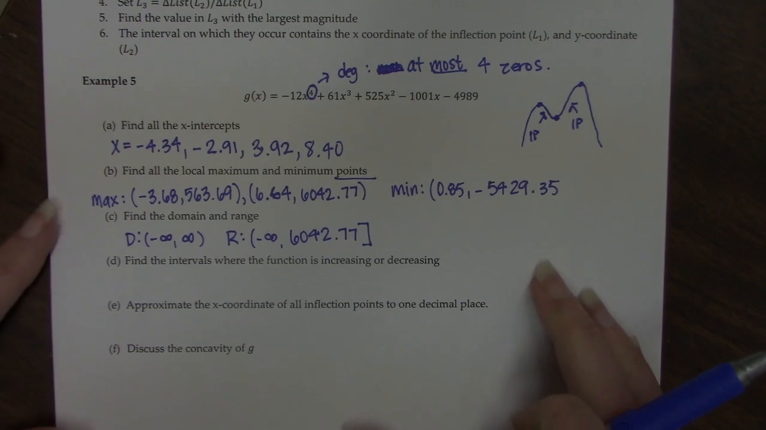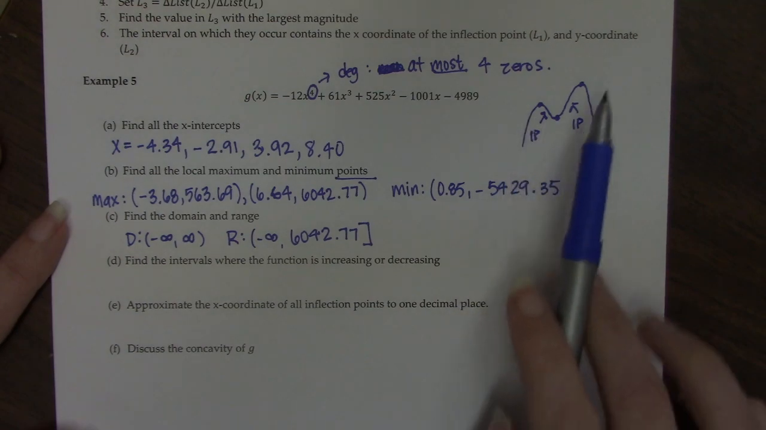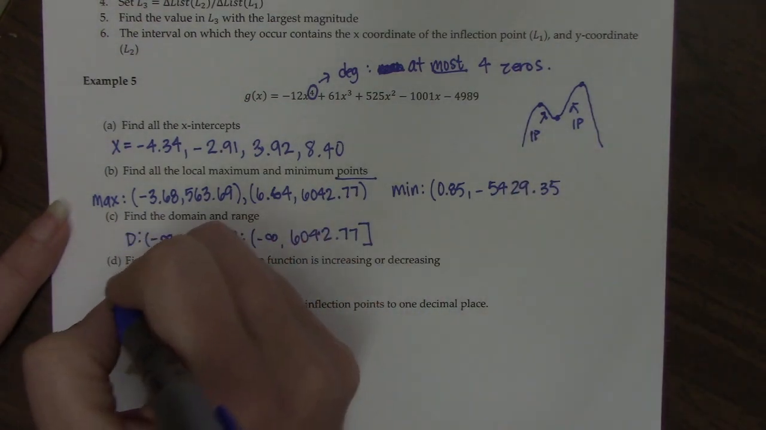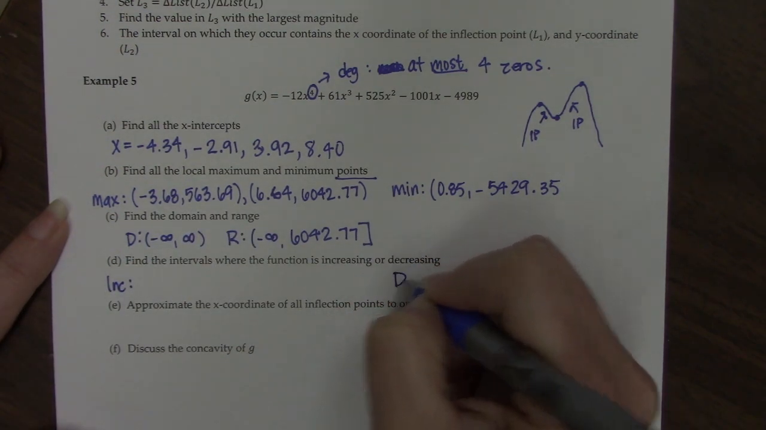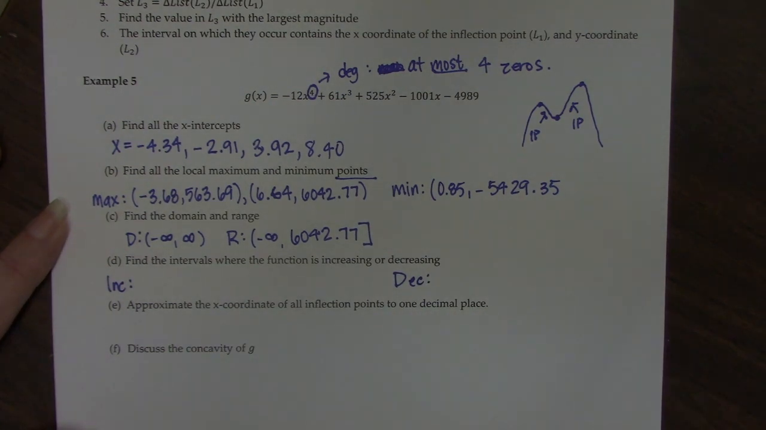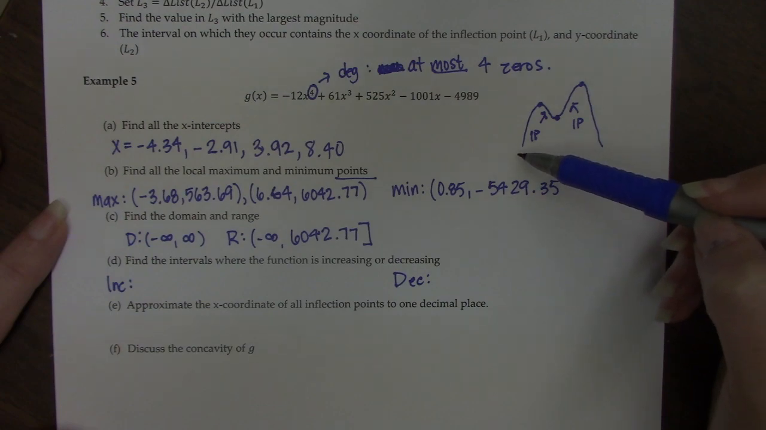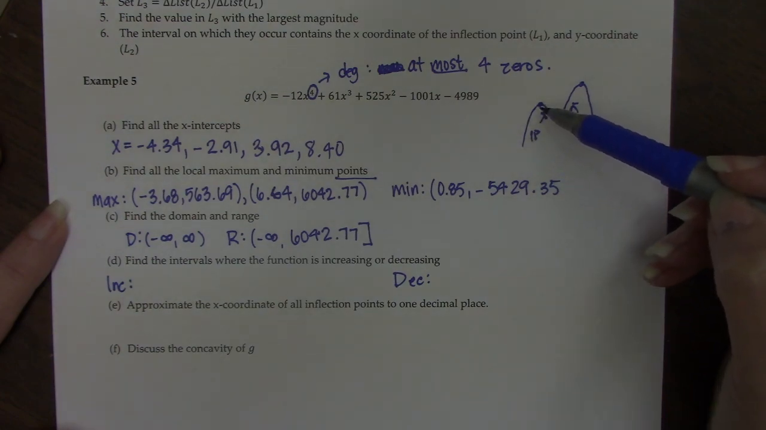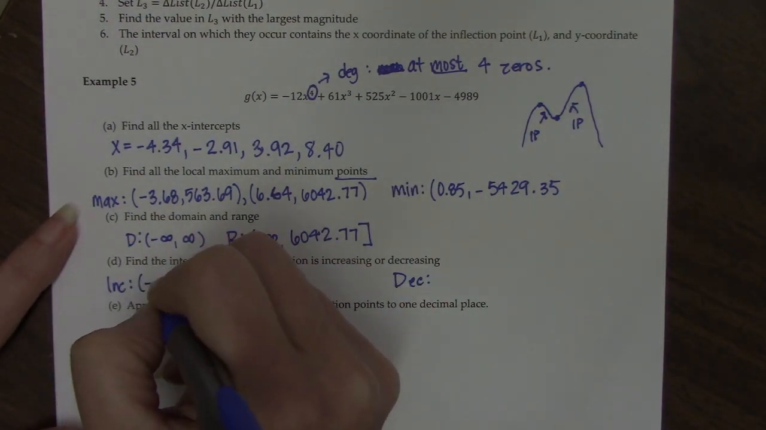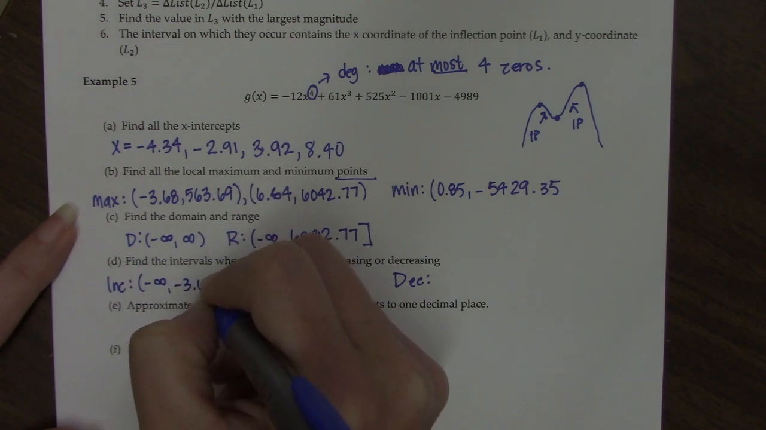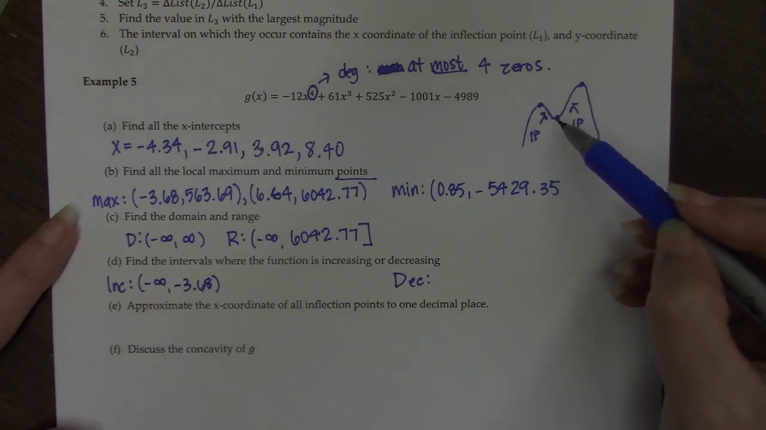If we want to find the intervals where the function is increasing or decreasing, well, once we found our turning points, we've actually got all the information we need. So the function, right? It does a lot of increasing and then decreasing. So I'm going to read this from left to right. So when x is negative infinity, all the way to this first maximum, which was negative 3.68, the function's increasing. Then at negative 3.68 down to here, it's decreasing.